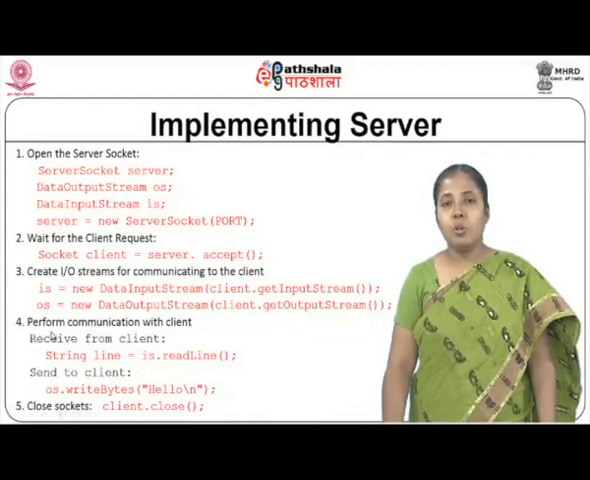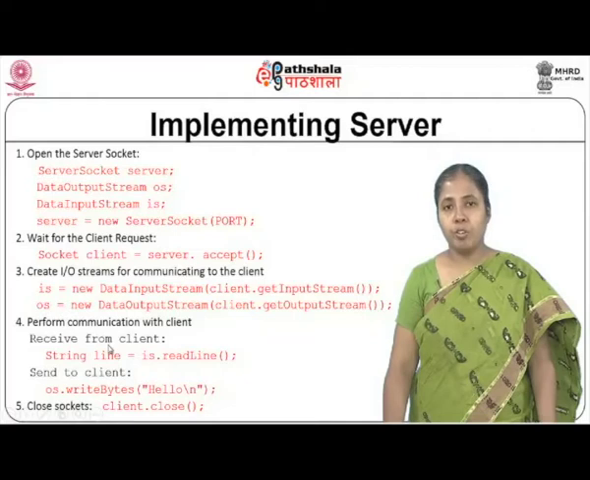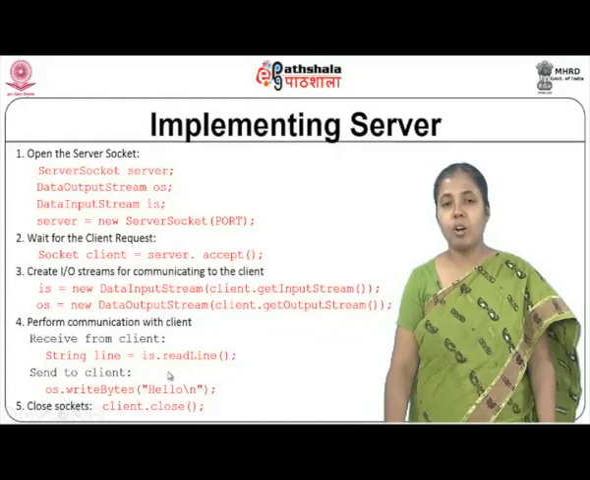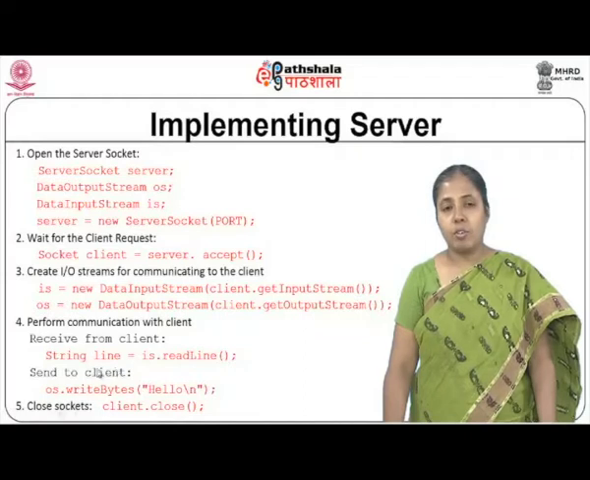So, now once you get a stream, we need to perform communication with the client. In order to receive from the client, we use the readLine method of the input stream. The input stream object we have created now is is, so is.readLine will return a line, which is a string, a line of text. And in order to send data to the client, we use the method called writeBytes. It writes the bytes of this string to the socket, and it would be sent to the client.